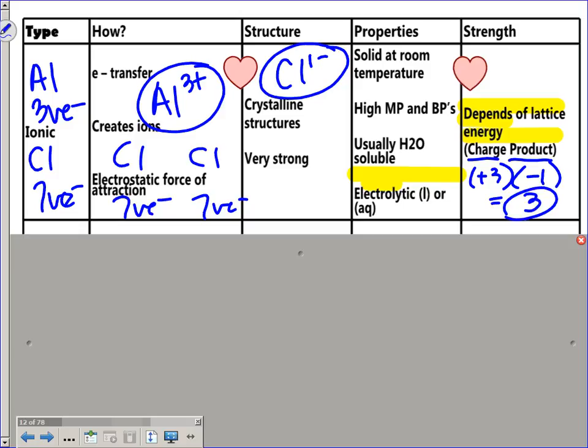How would that differ from something like sodium chloride? Look at sodium. How many valence electrons does sodium have? 1. So how many electrons will it gain or lose?